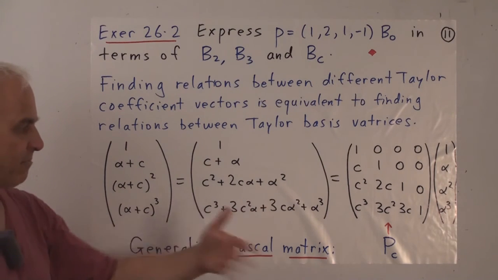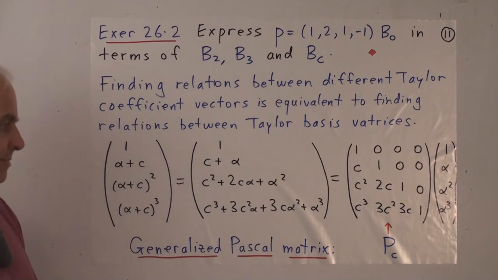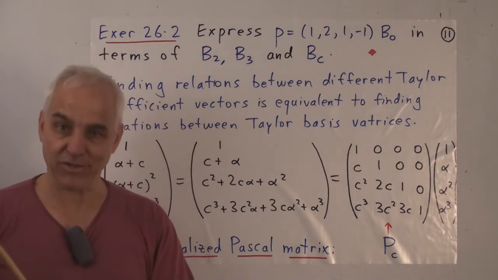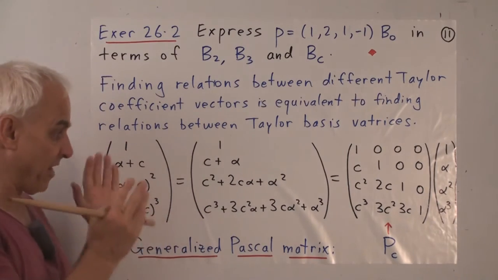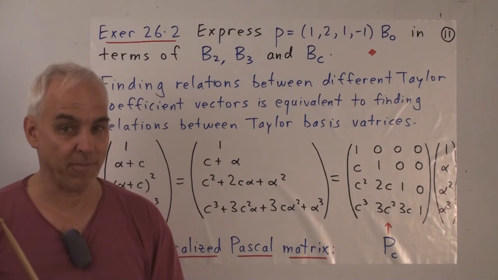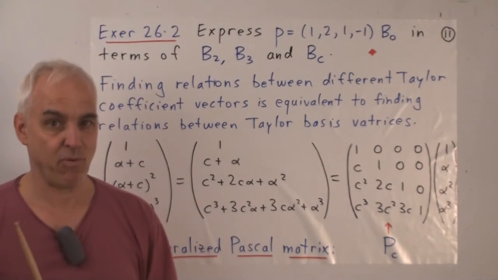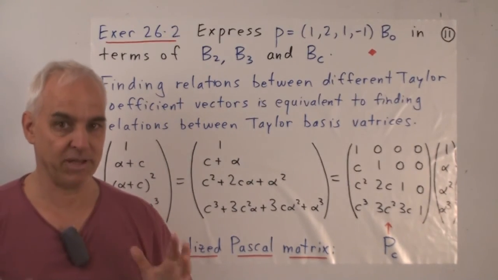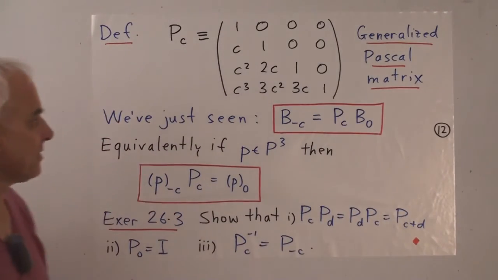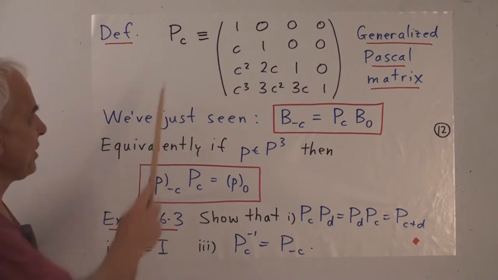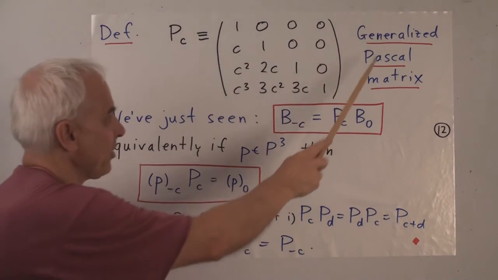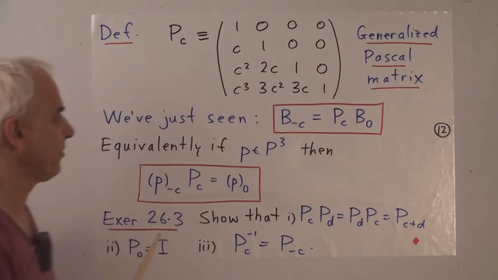This is a very basic but important equation. It really encodes a fair amount of calculus in it. There's actually a fair amount of calculus in this simple application of the binomial theorem. The binomial theorem is very, very important in calculus. It's a central building block for calculus. So let's summarize that definition here more formally. So the matrix capital P sub C is this matrix right here. We're going to call that the generalized Pascal matrix.